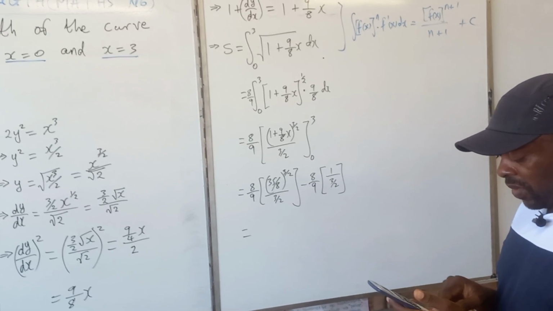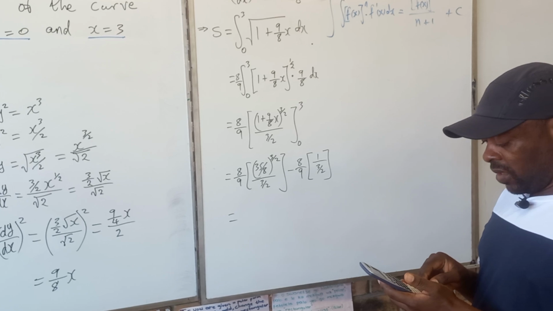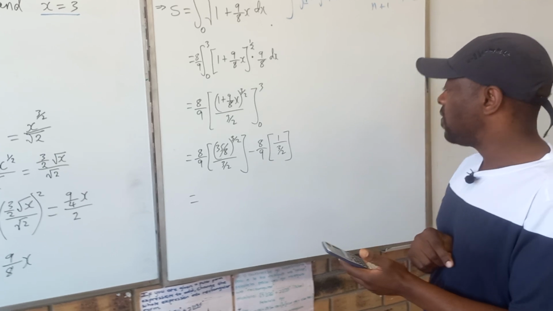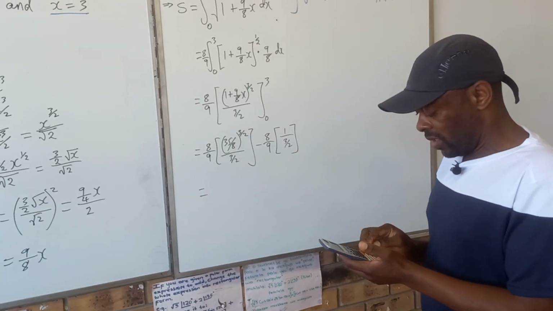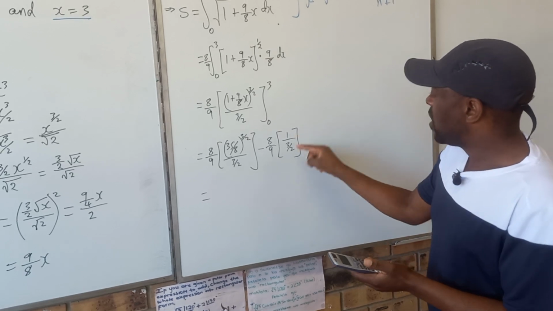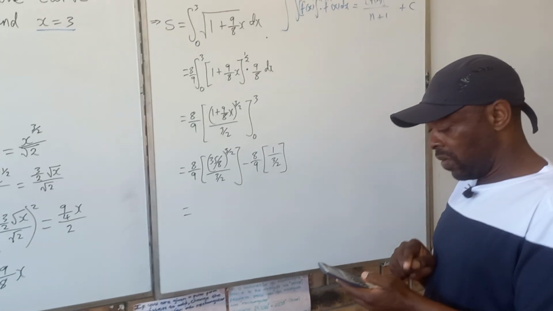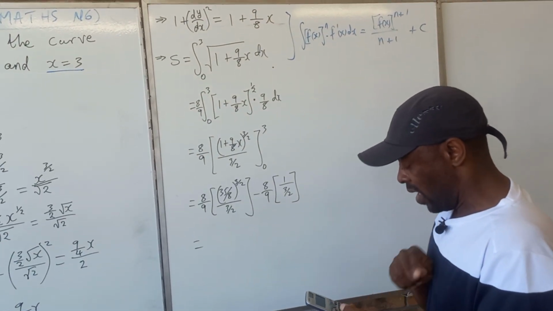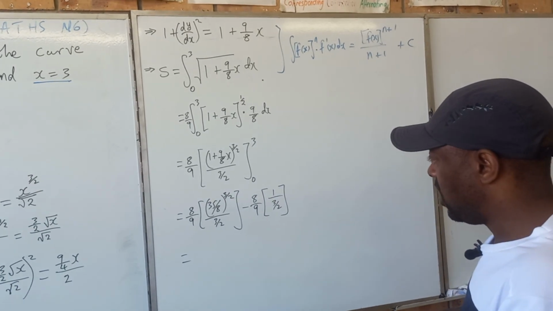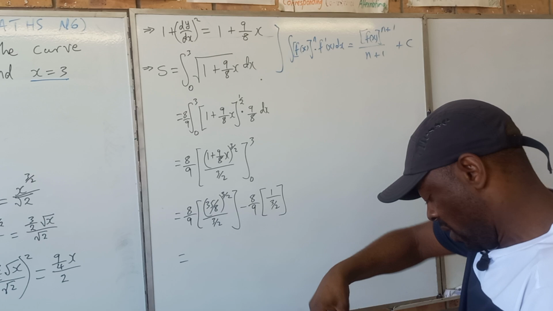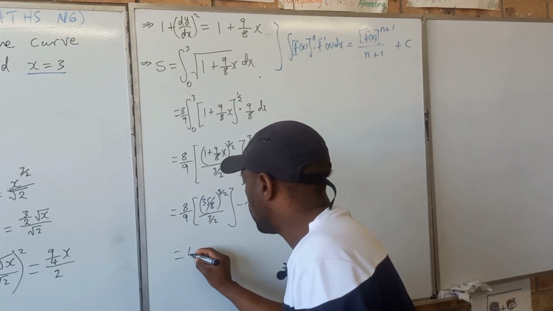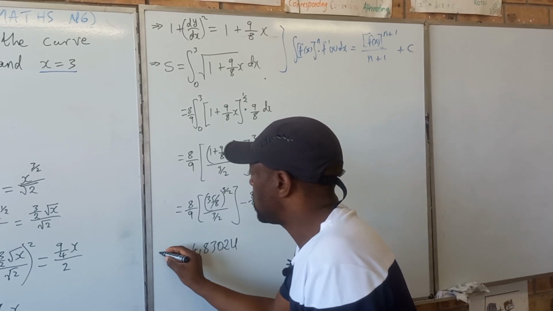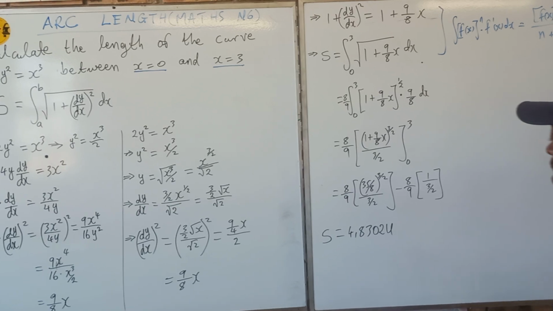I'm raising it to the power 3 over 2, which is 1.5. Then I divide that by 1.5. That is what I see. Capture that part, then minus 1 over 3 over 2, which is the same thing as 2 on 3. So that is my answer. Then I multiply by 8 on 9. So that gives me 4.8302 units as my surface area.